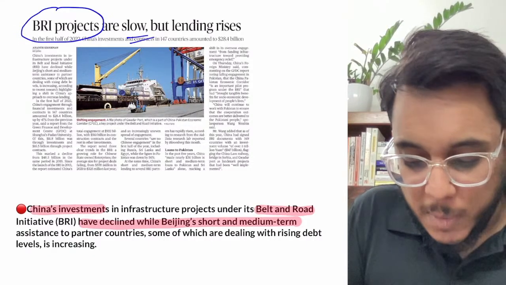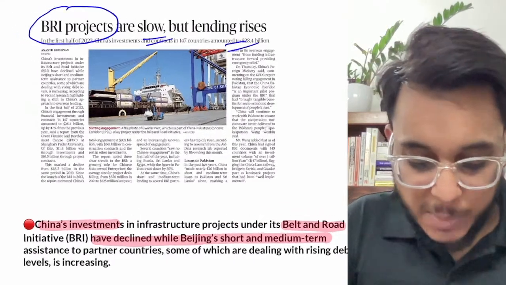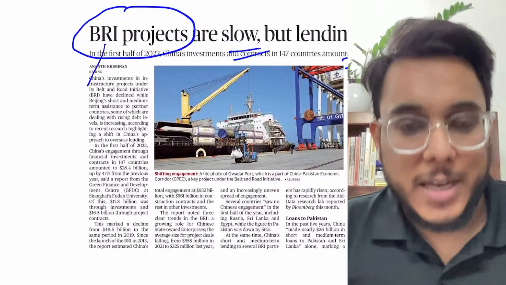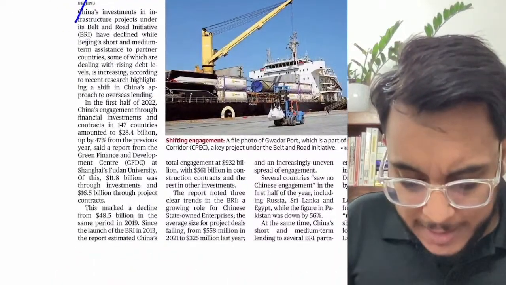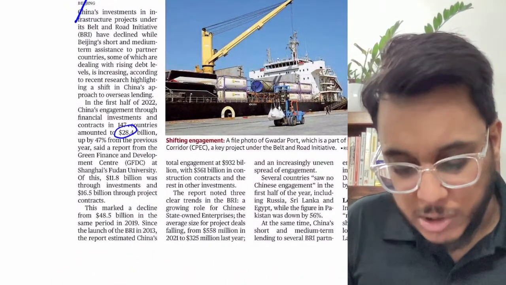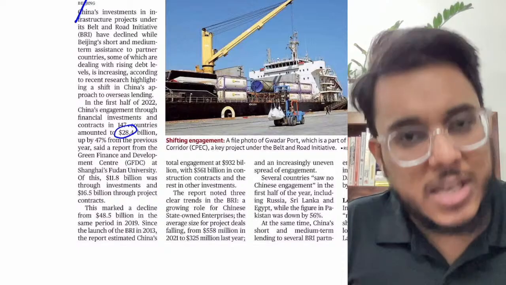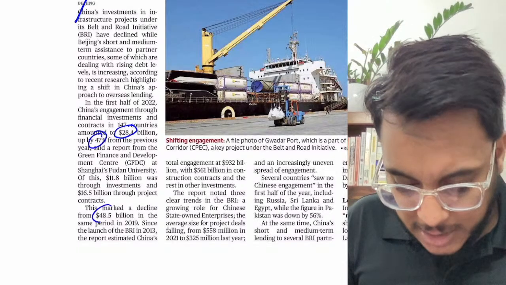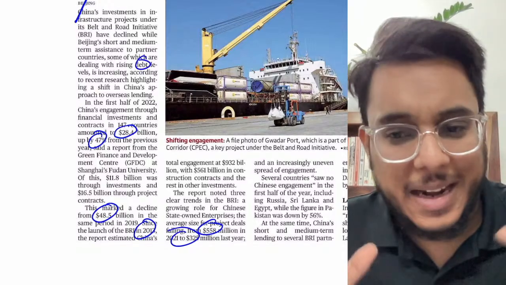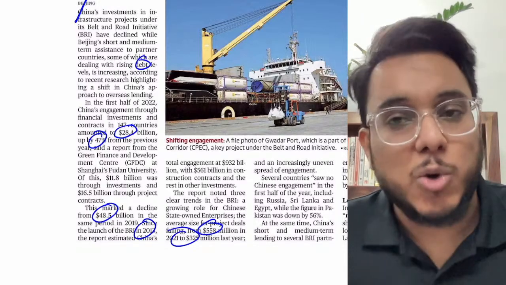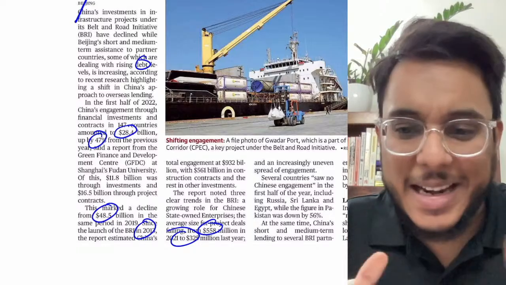BRI projects are slow, but lending rises. Now guys, BRI stands for the Belt and Road Initiative. In this particular article, you don't need to go too much into the detail, because they are saying how much loan was given by China this year, how much percentage increase over the earlier year, and which country has been given which particular loan. All this data is neither needed, nor will you be able to remember it by the time your exam comes.